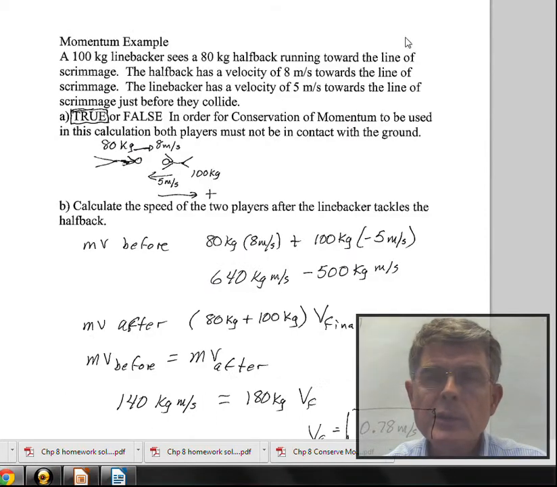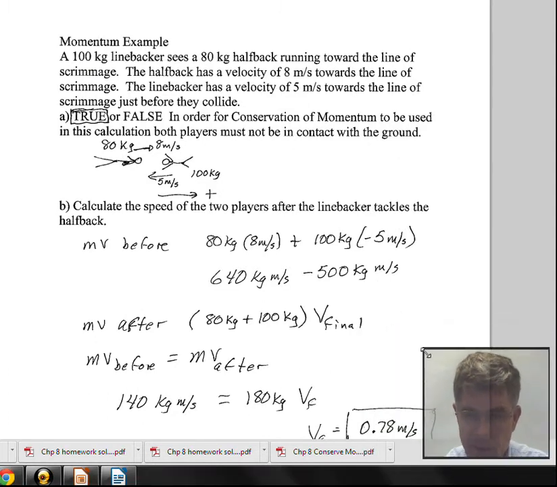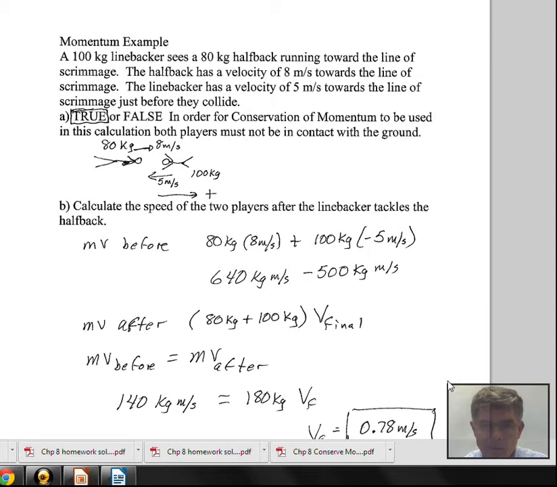This video will describe an inelastic collision, a football play. It's not good football technique, but it's a physics example. We have a 100-kilogram linebacker who's watching an 80-kilogram halfback running towards the line of scrimmage. The halfback has a velocity of 8 meters per second directly towards the line of scrimmage. The linebacker has a velocity of 5 meters per second towards the line of scrimmage just before they collide.